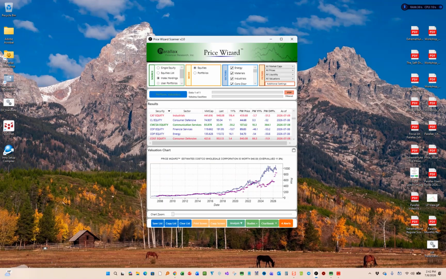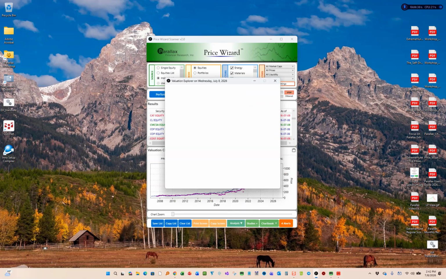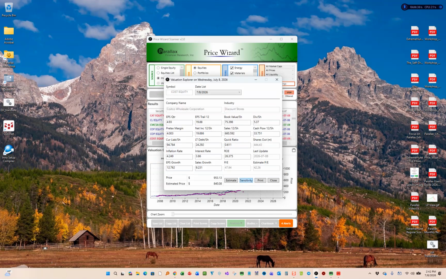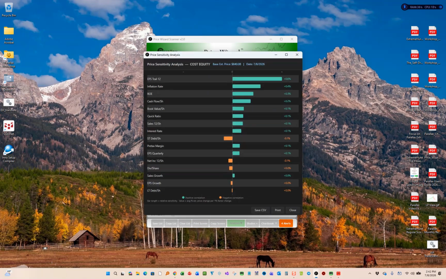Also, I don't think any of you have seen this. If you look at the factor analysis here, we also have a sensitivity test now. So how sensitive is Costco to changes in these factors? And these are the factors we use for valuation. So that comes up. So change in the earnings per share trailing 12 and the inflation rate are very sensitive, that's the most sensitive for the change in value. And then you can sort of see the change over time here.